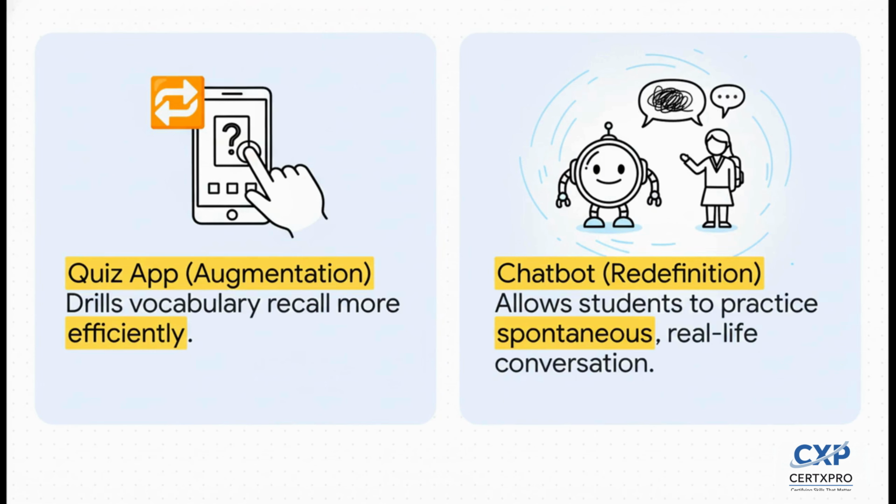Let's look at Angela Osei's language class. A simple quiz app? That's augmentation. It's basically a more efficient flashcard. But a conversational chatbot? Now that's redefinition. It lets students have spontaneous, simulated conversations, creating a learning task that just wasn't conceivable at scale before. That's the kind of transformative power we should be aiming for.